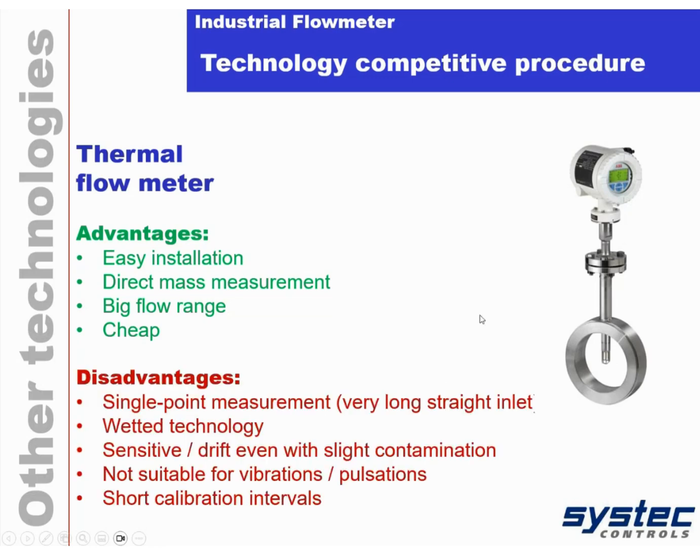But these meters, they are tricky. So number one, it's usually a single point measurement. So you are measuring in one point, which means if you want to have a good accuracy, you need a very long straight inlet. ABB, for example, sell these meters also together with a flow straightener.